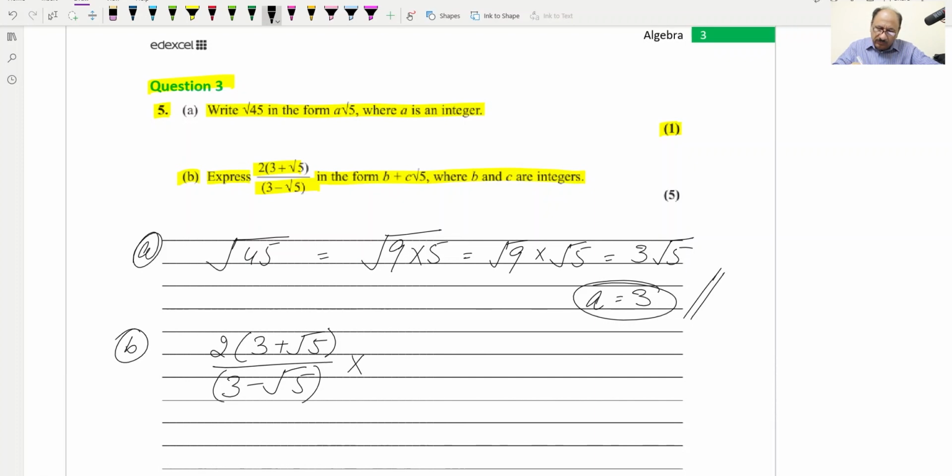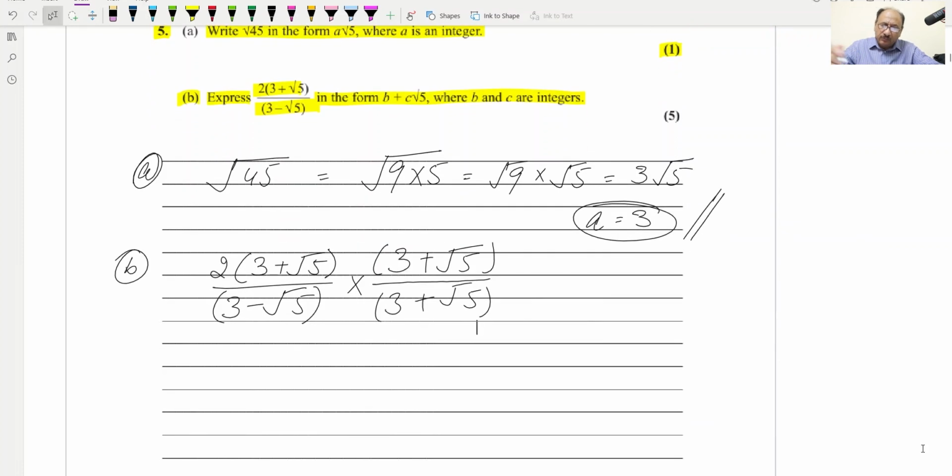Now we can multiply it. Rationalization is how we are doing this: whatever the denominator is, we change the middle sign and write 3 plus root 5, and we multiply the numerator also by 3 plus root 5. This process is basically known as rationalization.